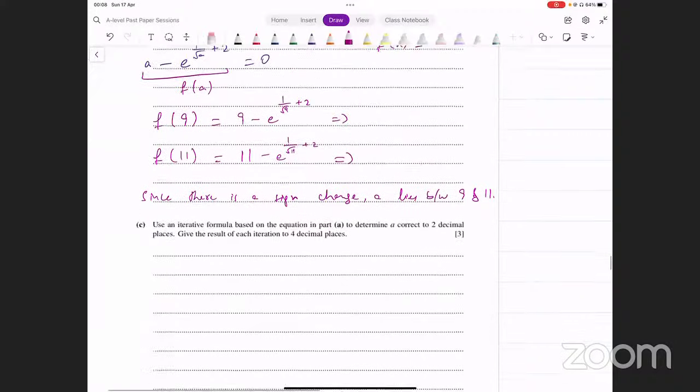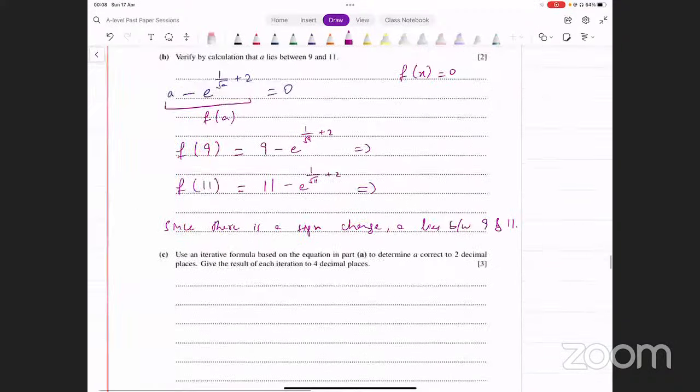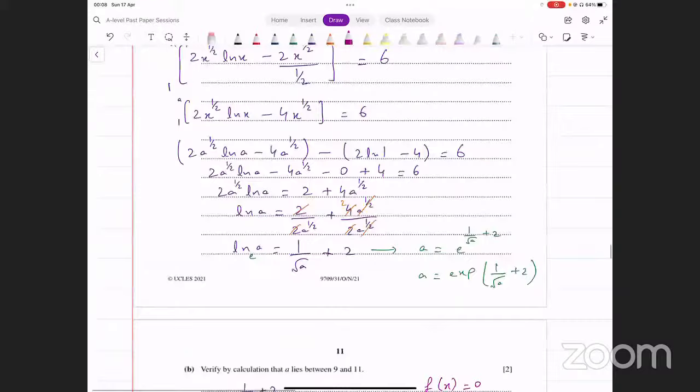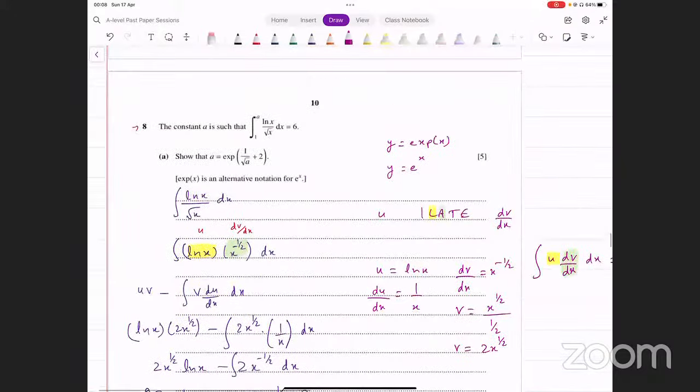Let's move on. Next, use an iterative formula based on this equation. उसने कहा, बेस्ड ऑन दिस इक्वेशन यूज एन आइटरेटिव फॉर्मूला. आइटरेटिव फॉर्मूला आपने खुद बनाना है तो क्या करते हैं आप? एक वेरिएबल एक साइड पे ले जाते हैं, बाकी सब कुछ राइट पे ले जाते हैं. It is in that form already.